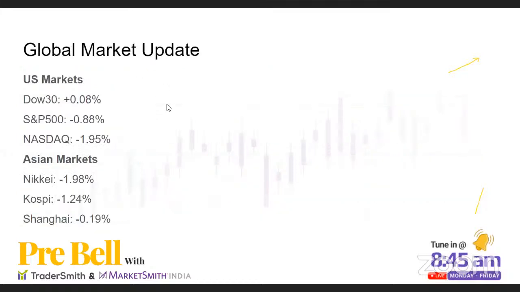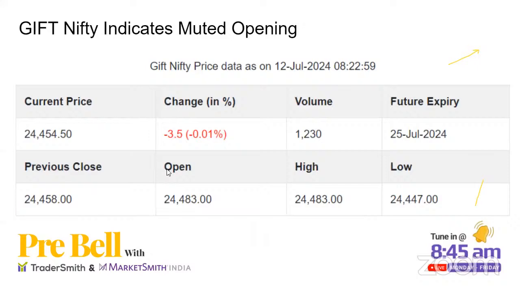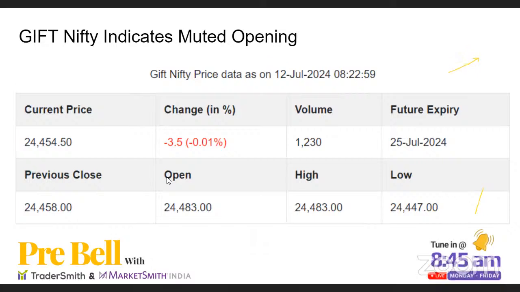For the global market update, in the US market, you can see S&P and Nasdaq closed in negative territory, whereas Dow Jones closed flat. Asia markets are also trading with negative cues. Nikkei and Kospi are trading with a decline of more than 1%, whereas Shanghai is trading with a minimal decline of 0.2%. GIFT Nifty is indicating a muted opening, but the global cues are on the negative side. So we might see selling coming into the markets like yesterday's session where Nifty opened on the positive, but closed in negative territory.